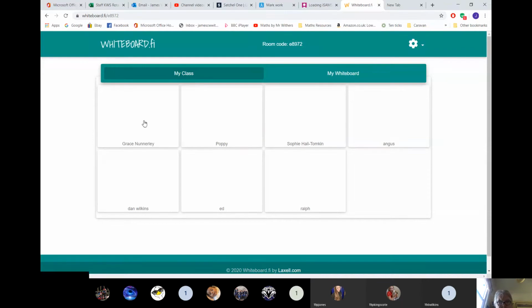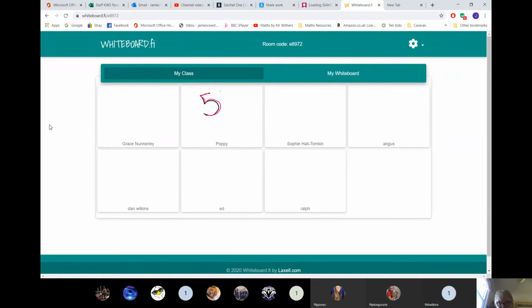So I can see that Grace, Poppy, Sophie, Angus, Dan, Ed, and Ralph have opened up whiteboards. But oh yes, I got a 5 from Poppy. Lovely. Poppy wrote on it, but it's not appearing. Okay, so what did you do, Poppy?